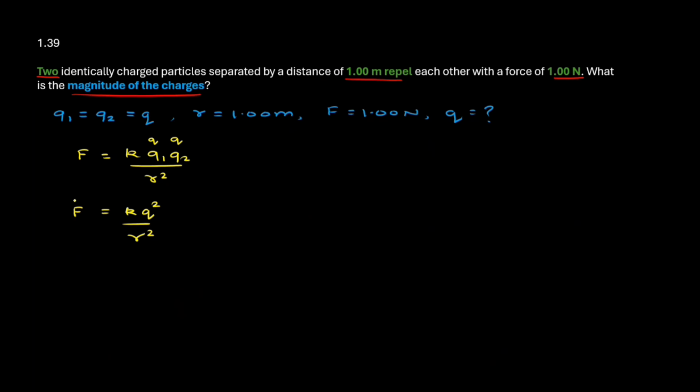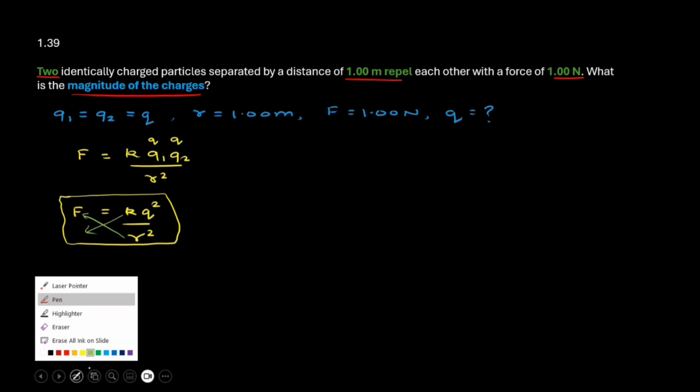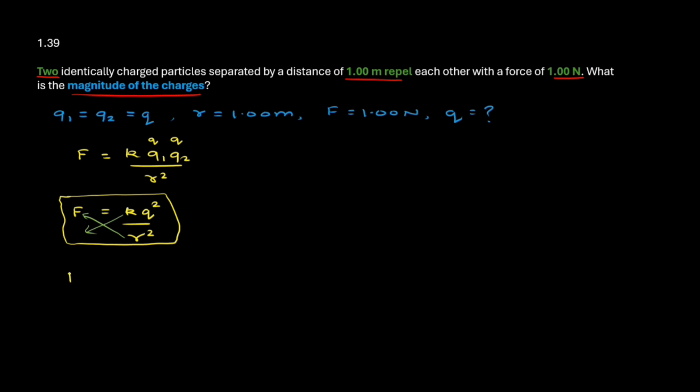So you can directly substitute all the values at this point here and use shift solve. Or you can rearrange the term to write in terms of Q and then substitute the values. So let's rearrange them. We move R squared to the top here and bring K at the bottom. And we can rewrite this expression as F R squared over K equals Q squared. I want to find Q and not Q squared, so take square root on both sides. You get Q equals square root of F R squared over K.